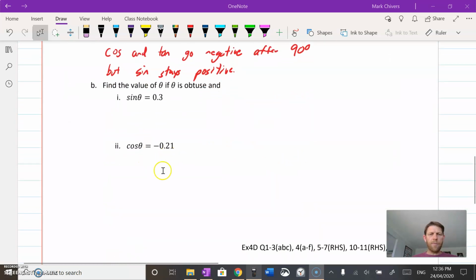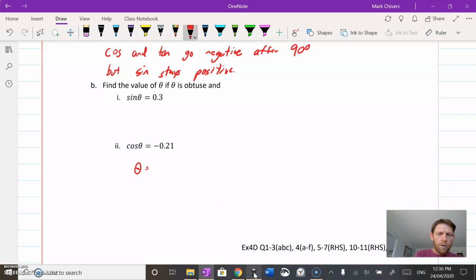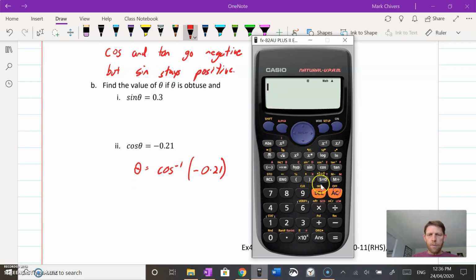So I'm actually going to skip that B number 1. I'll go to B number 2. So if I try to find out what theta is, we've done this before. We use that cos to the -1 button, and it's negative 0.21. Now if I put that into my calculator, we go shift cos and put negative 0.21 into the calculator, and that's going to give us an angle. It's going to give us 102 degrees to the nearest degree.